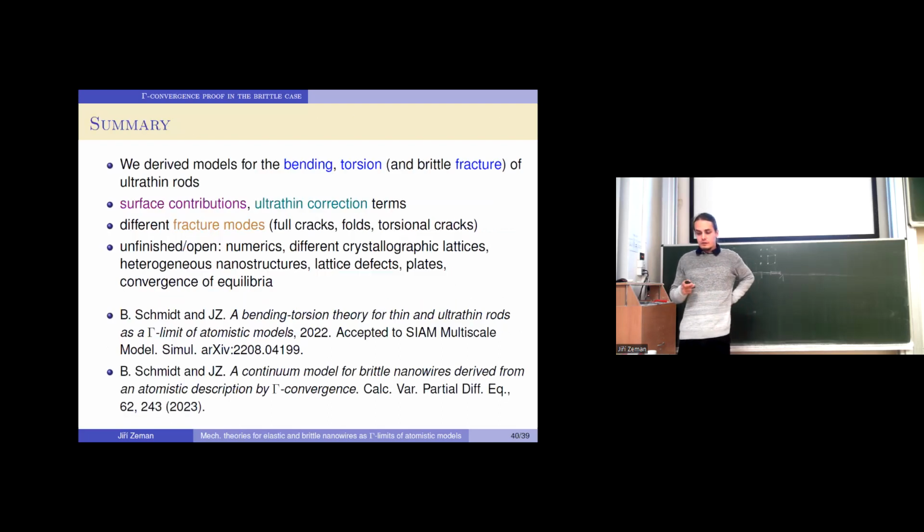So to summarize, we derived models for the bending, torsion, and brittle fracture of ultra-thin rods motivated by the modeling of nanowires. Our model features surface contributions and ultra-thin correction terms that can be useful for nanowires containing only a few atoms in the perpendicular direction. Different modes of fracture can be described, even folds or torsion of cracks, and then a lot could be still done, like some numerical implementation or different crystallographic lattices, even though this quickly gets very technical, or heterogeneous nanostructures.